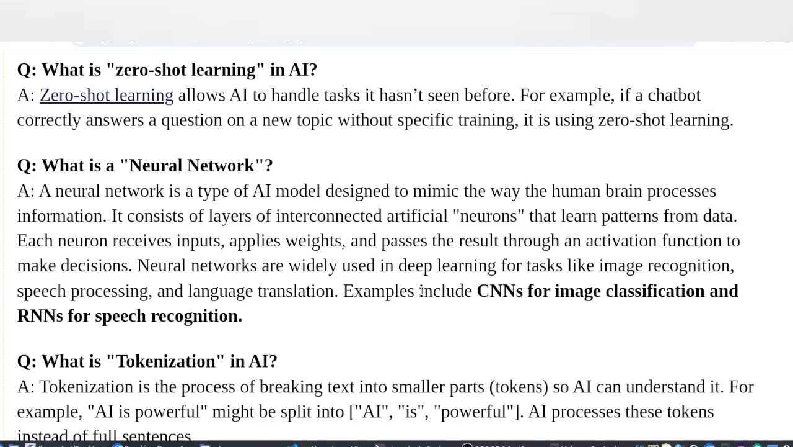Then what is a neural network? A neural network is a type of AI model designed to mimic the way the human brain processes information. It consists of layers of interconnected artificial neurons that learn patterns from data. Each neuron receives inputs, applies weights, and passes the result through an activation function to make decisions. Neural networks are widely used in deep learning for tasks like image recognition, speech processing, and language translation. Some examples are CNNs, convolutional neural networks, for image classification, and RNNs for speech recognition. So it's basically trying to copy human brain activity. The weights are applied internally based on the training data so that the loss will be less. So it's basically something similar to our biological neurons.